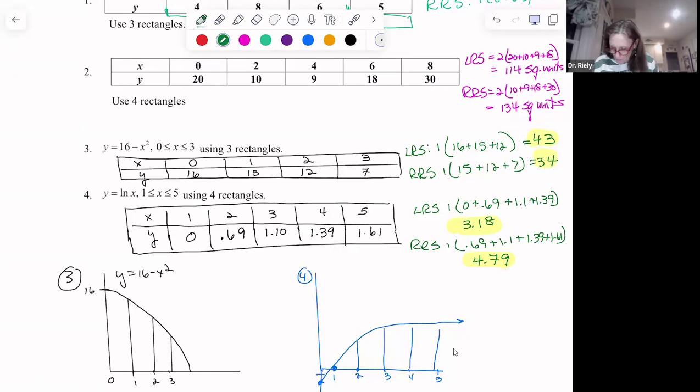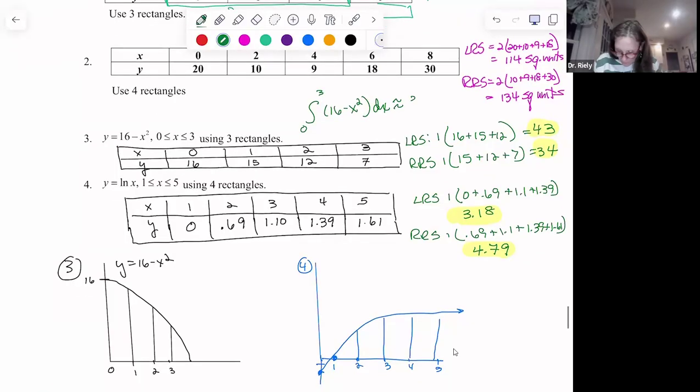Okay, so then you can write it out. What we can do is you can say, okay, in terms of the calculus, I can write my integral symbol. And my endpoints are 0 to 3. My equation is 16 minus x squared. And then I have to have my dx. And I'm going to approximately equal the average, 43 plus 34 divided by 2. So I'm approximately equaling 38.5.